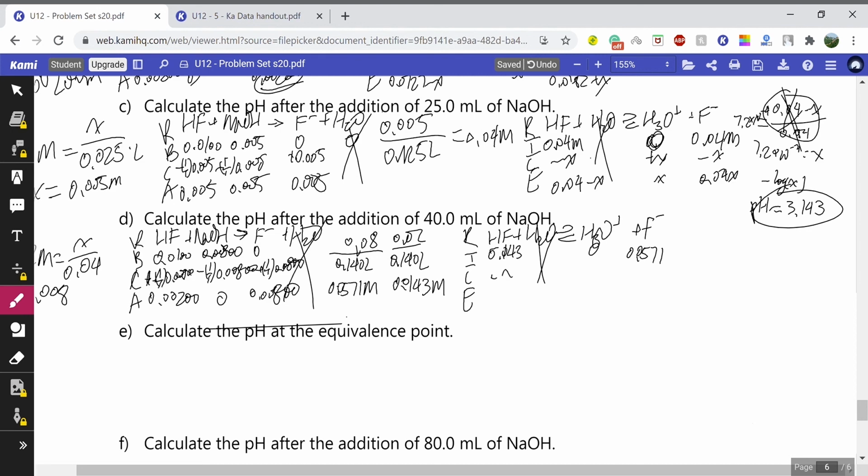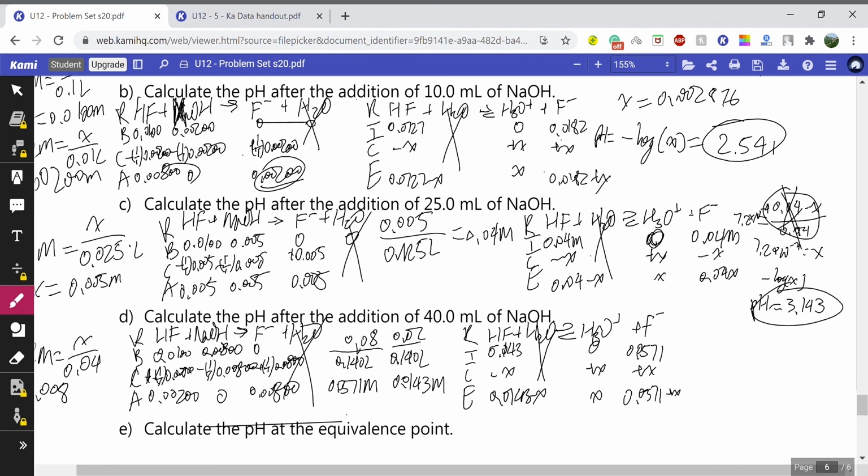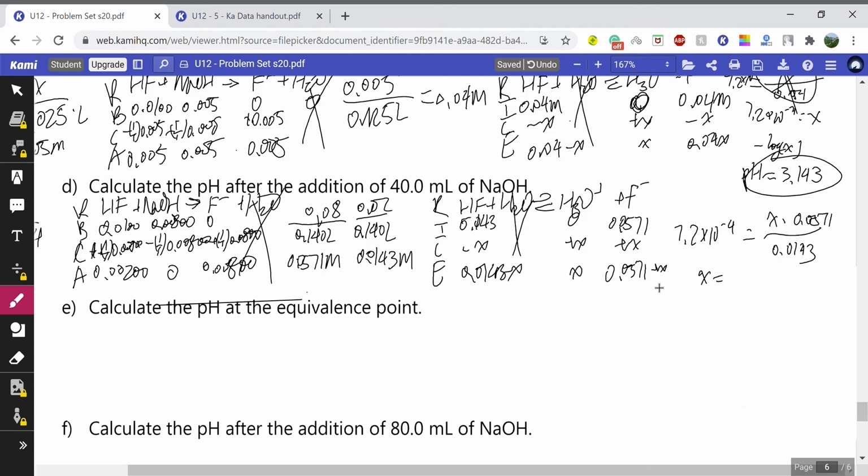Now this will be minus x, so 0.0143 minus x, plus x, and 0.0571 plus x. Ka is going to remain the same, so 7.2 times 10 to the negative 4 equals x times 0.0571 divided by 0.0143. Solving, 7.2 e to the negative 4th times 0.0143 divided by 0.0571 gives an x value of 1.803 times 10 to the negative 4th.